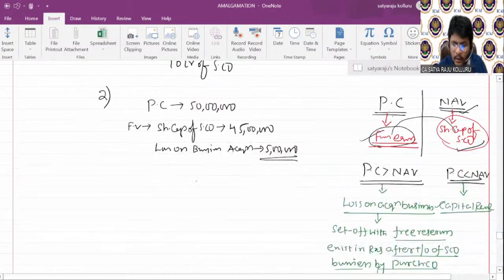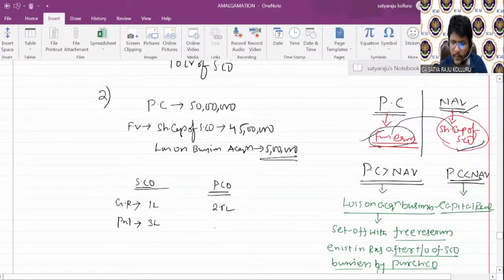Now, this is the selling company. This is the purchasing company. Let us assume the selling company's general reserve is 1 lakh. The purchasing company's general reserve is 2.5 lakhs. In the selling company, the P&L account is 3 lakhs. And in the purchasing company, the P&L account is 1 lakh. Let us assume like this.